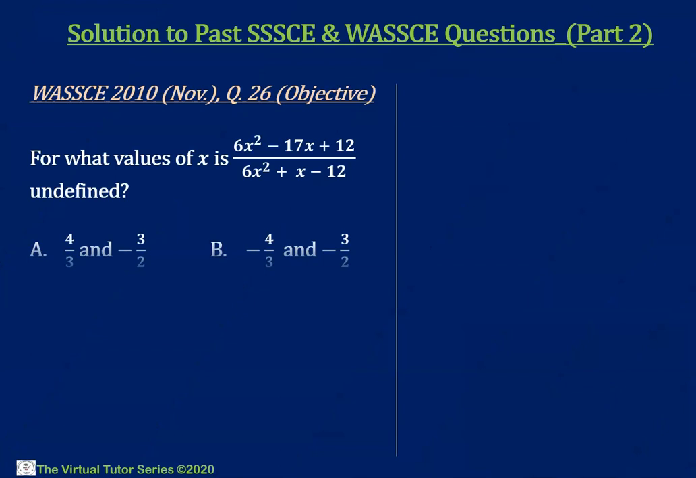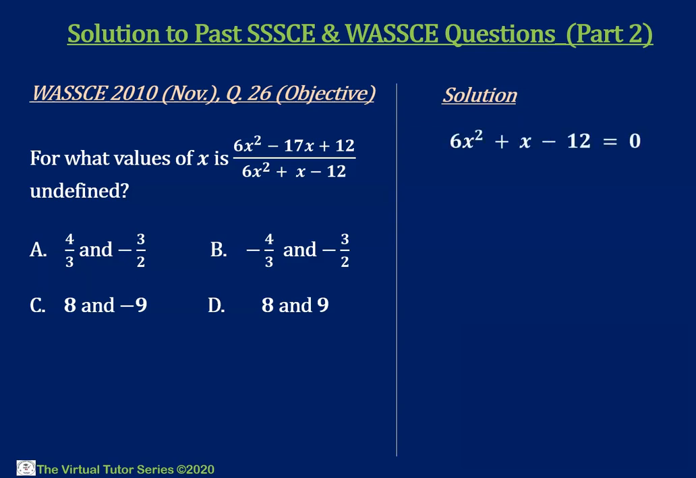WASSCE 2010 NOVDEC Objective Question 26. For what values of x is 6x squared minus 17x plus 12 all over 6x squared plus x minus 12 undefined? Solution. The given algebraic fraction is undefined if the denominator 6x squared plus x minus 12 is equal to 0.